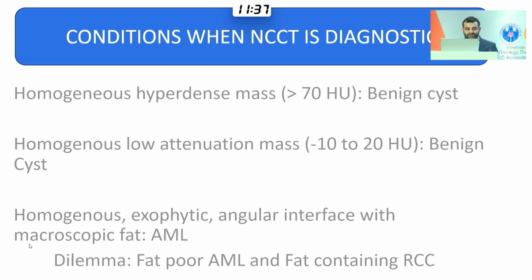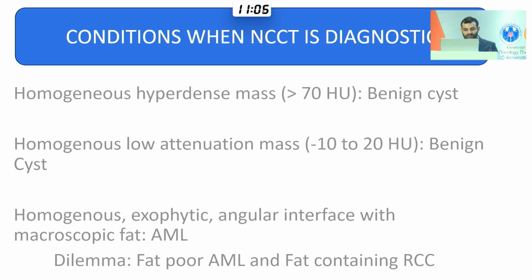There are two findings which can conclusively diagnose a patient as having a benign cyst even on NCCT scan. If a patient has a hyperdense mass with more than 70 HU, or a homogeneous low attenuation mass with -10 to +20 HU, then it is a conclusively benign cyst. And a patient who has a homogeneous exophytic mass with an angular interface and the presence of macroscopic fat can be conclusively diagnosed as angiomyolipoma.